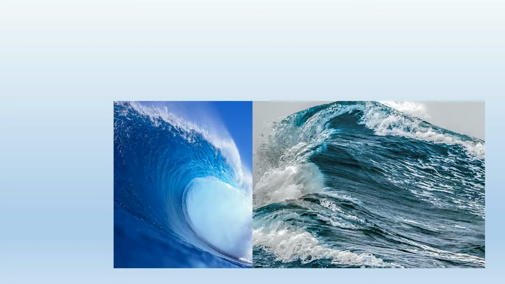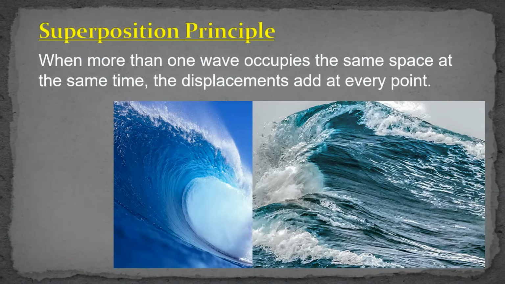What would actually happen if two waves were to collide? A lot of time and research has actually been spent on answering this question, and it has led to the superposition principle, which states that when more than one wave occupies the same space at the same time, the displacements add at every point.